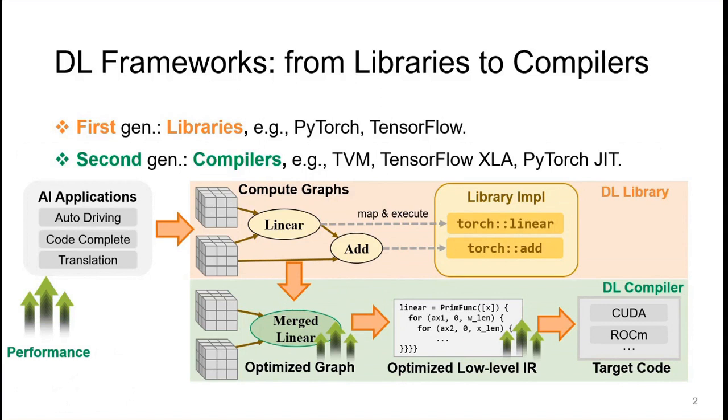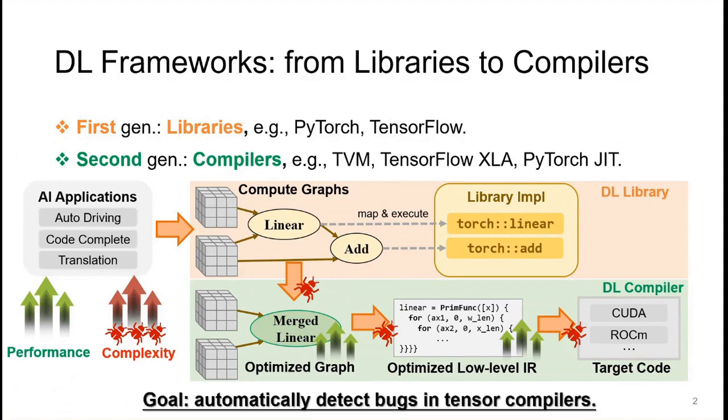Because the deep learning compiler stack is more complicated and early developed, there can be many bugs in it, which limits its usability. To address this challenge, our goal is to automatically detect bugs in deep learning compilers.